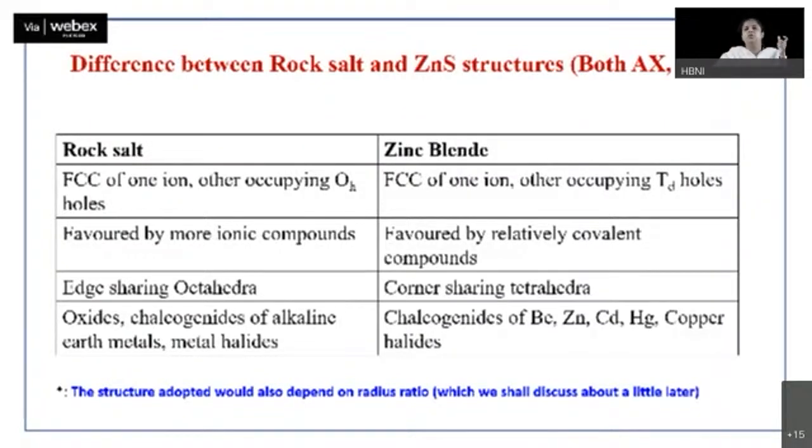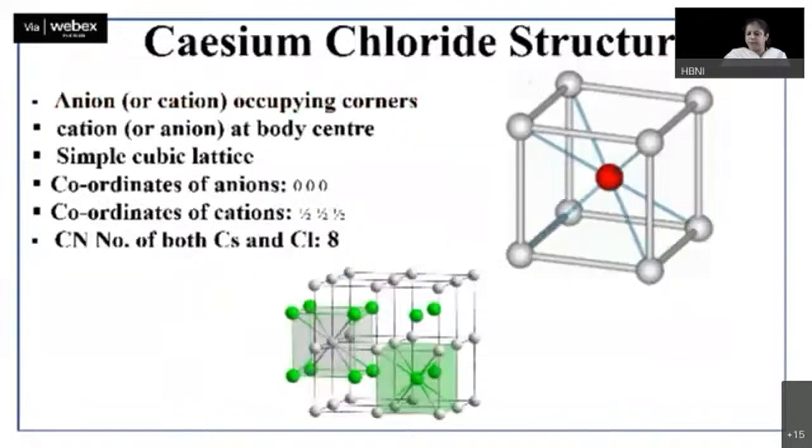Rock salt has got edge sharing octahedra. Zinc blende has got corner sharing tetrahedra. And the structure adopted would also depend upon the radius ratio, which would also be discussed. But then this is also an important factor that decides what is the structure adopted by your material.